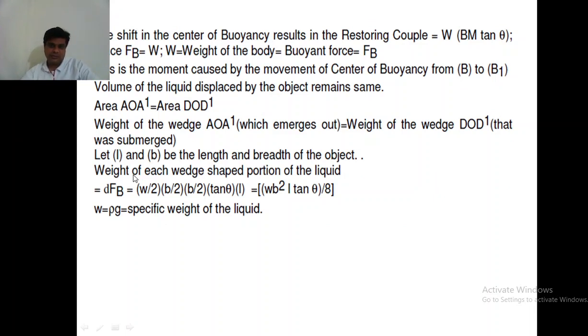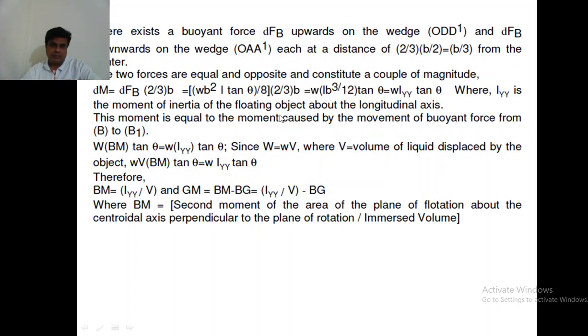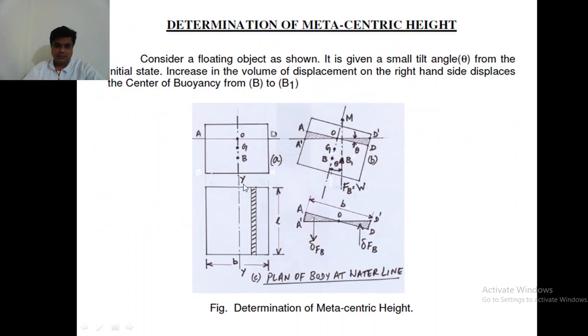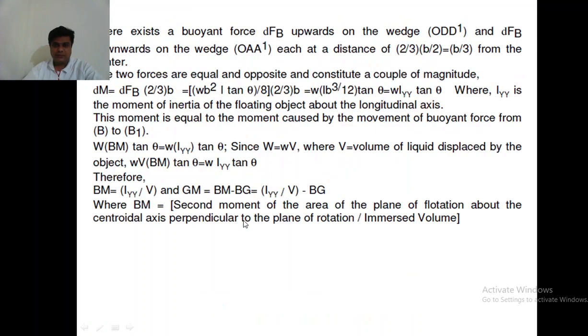We can follow this mathematical derivation. Let's not waste time here, just look at it. Ultimately what we get is the second moment of area, that is I about the y axis, along the longitudinal axis. This is the y direction axis and this is the x axis. The y axis is along the length of the object. The moment of inertia will be taken about it, and finally what we get is this one.